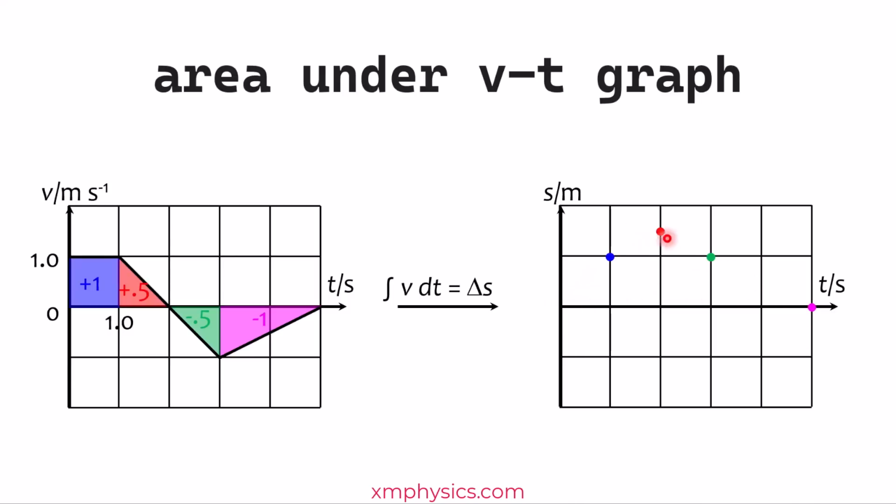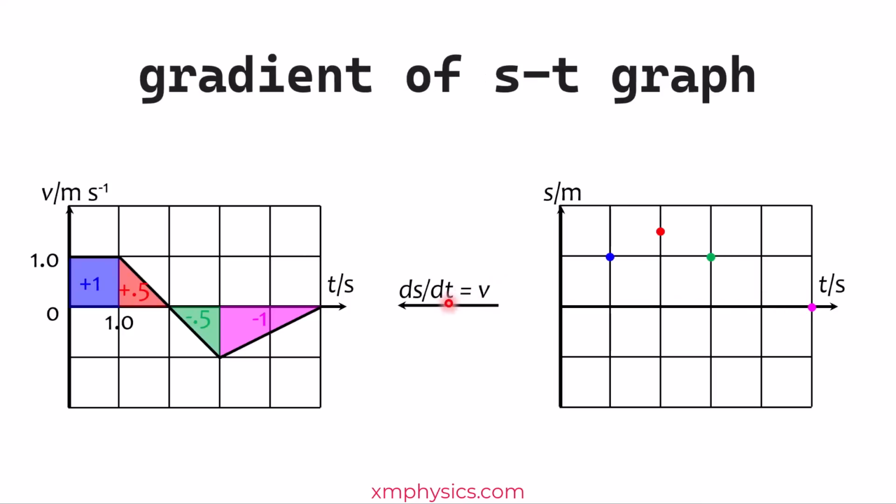How do we join up these lines here? Straight lines or curves? So remember, the gradient of the ST graph is the velocity. So when we have a constant velocity here, we must have a constant gradient here. So the first 1 second is a straight line graph.